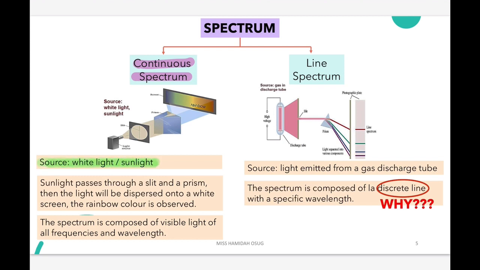And how can the continuous spectrum be observed? As you can see there, the sunlight passes through a slit and a prism, and after that, the light is dispersed onto a white screen where the rainbow color is observed. Take note that the spectrum is composed of visible light of all frequencies and wavelengths.